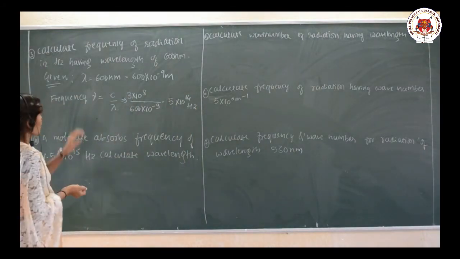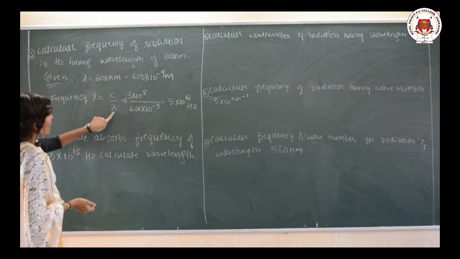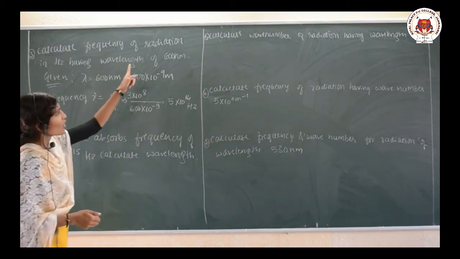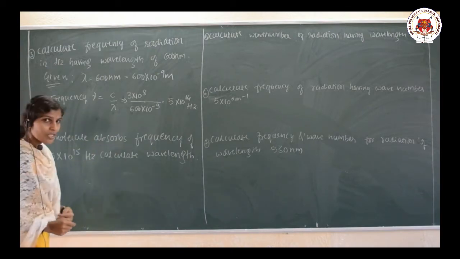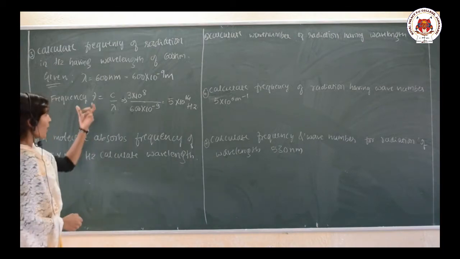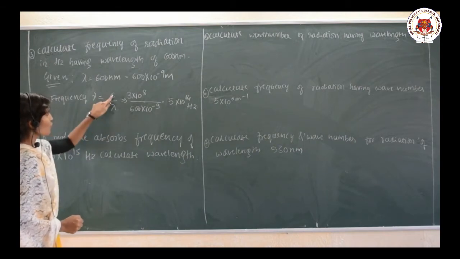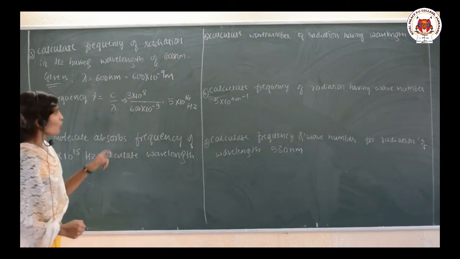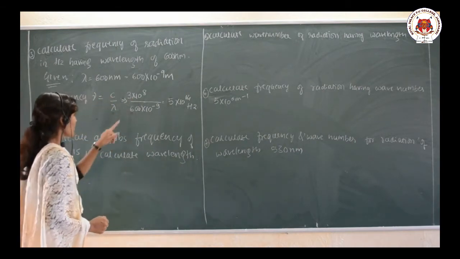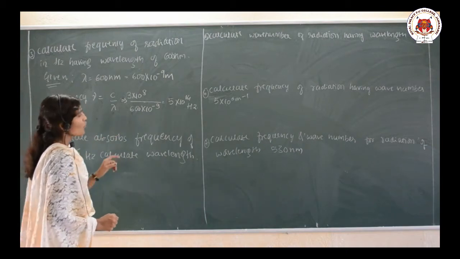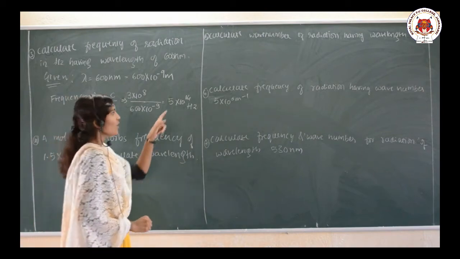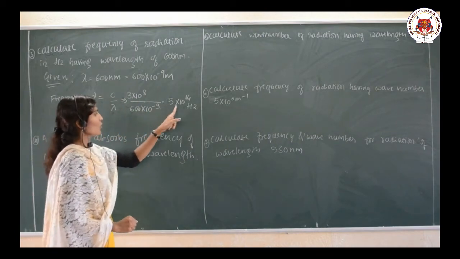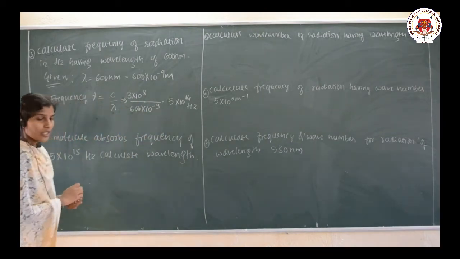Simple. What they have given? They have given the lambda, which you should convert into meter, and in the question we need to find the frequency, and we have the formula frequency nu is equal to C by lambda. So, substitute the value of C and the value of lambda, and you are going to get the answer 5 into 10 to the power 14 hertz. I hope it is clear.